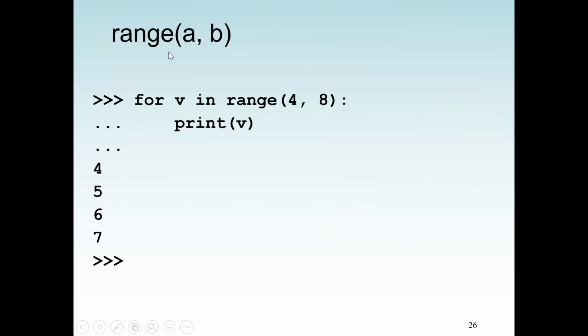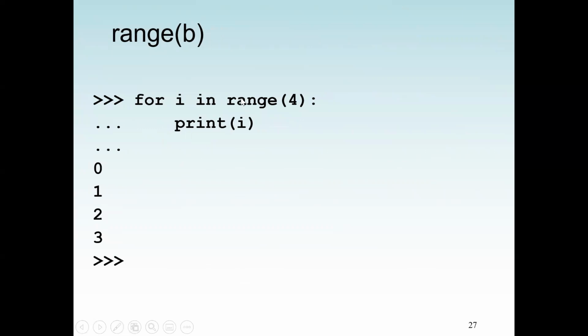Now let's see more examples with the range. For example, here we have range A and B. For V in range 4 to 8, print V. So the first V will be 4, it will print 4, then 5, then 6, then 7. But when it reaches 8, it will stop. The range 4 to 8 means we go from 4 to 7. And we can see the example here.